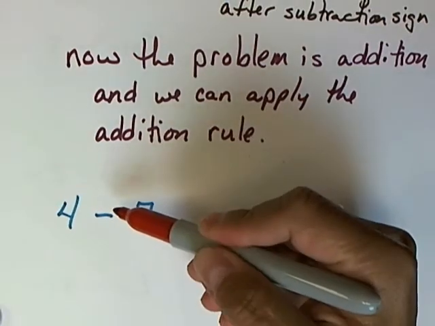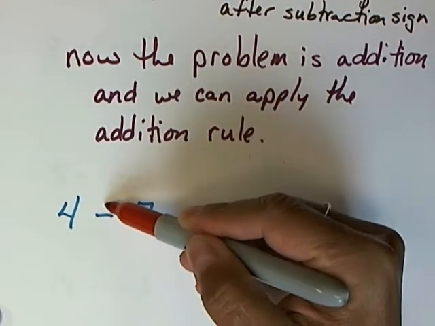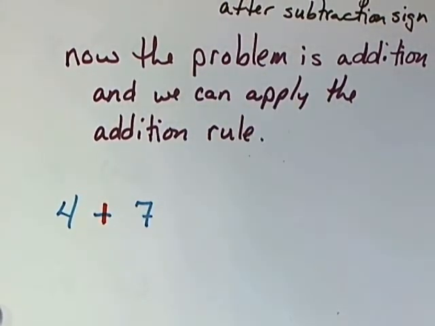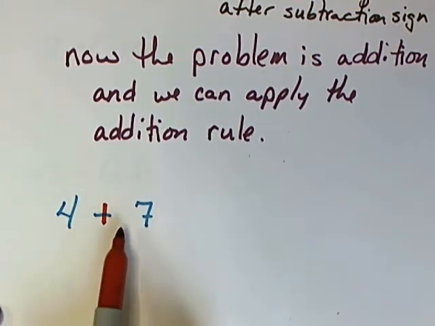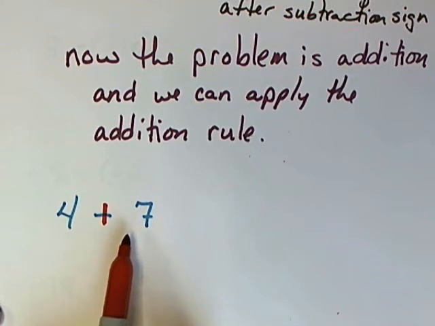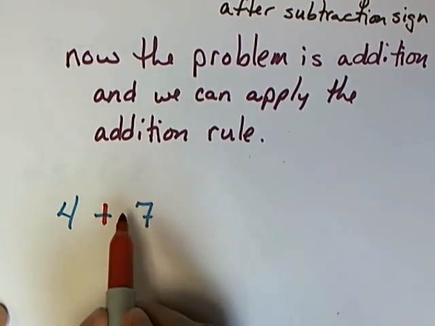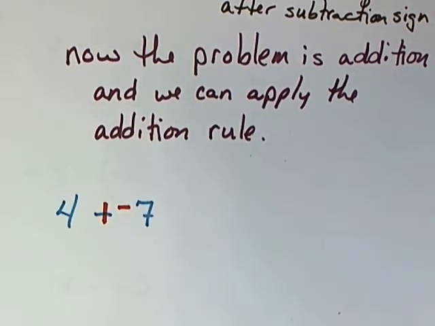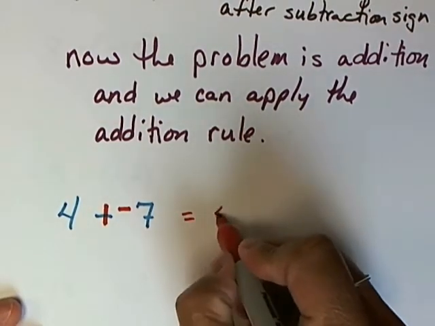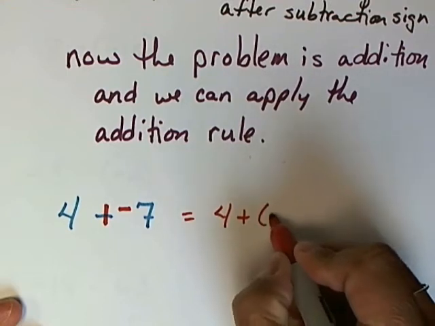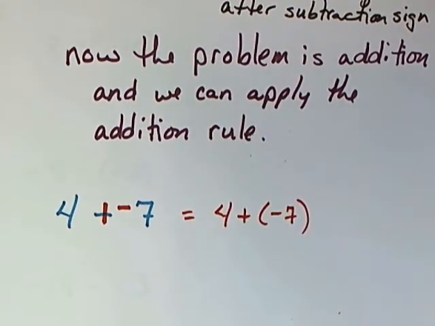Once again, the first change is changing the subtraction to addition. The second one is changing the sign on the number right after that. The 7 doesn't have a number or a sign in front of it, which indicates that it's a positive 7. So I'm going to change that to a negative. So 4 minus 7 is the same thing as 4 plus a negative 7.